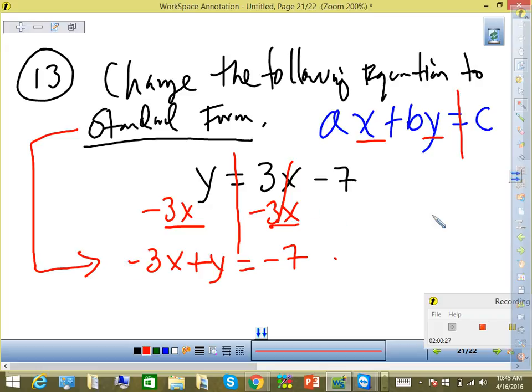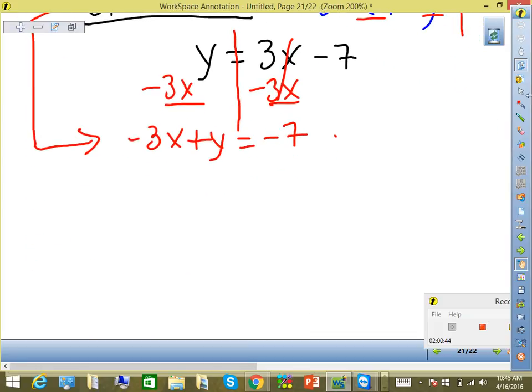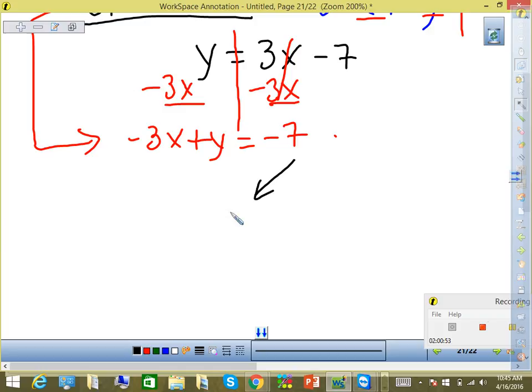So now, look up please. If that's true, how else can I write this in a different way, like this? I'm going to bring this to this side. Then what goes after? Negative 3x plus y. This is the same as that. Copy that.